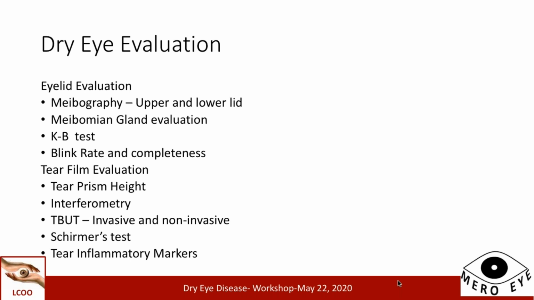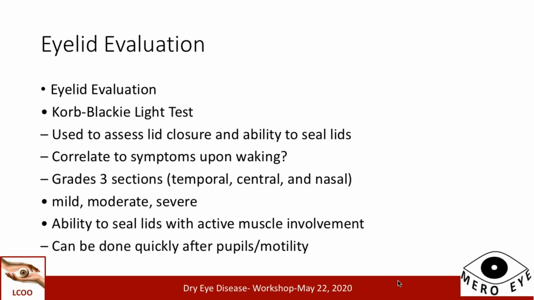You can do a meibomian gland evaluation, just grading the glands from the lower lid and the upper lid, looking at the gland openings and checking the expression. There is also the Korb-Blackie test, which I will show you. Blink rate. You can evaluate the tear film doing tear prism height, interferometry, TBUT, both invasive and non-invasive, Schirmer's, and looking for markers. So let's begin with the eyelid evaluation.